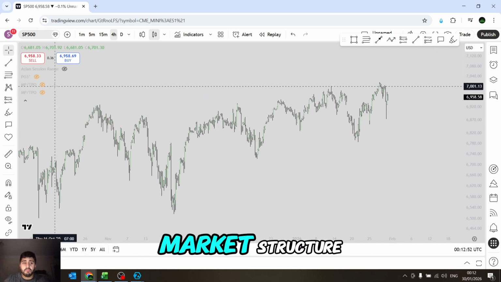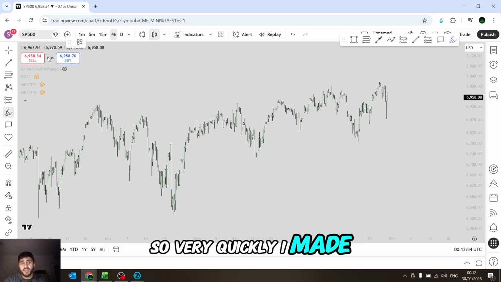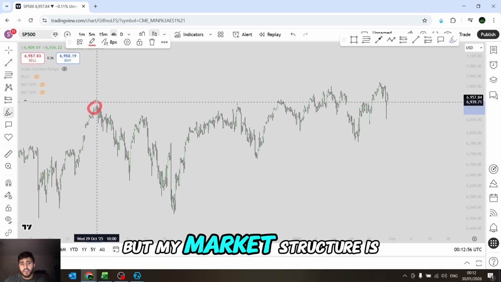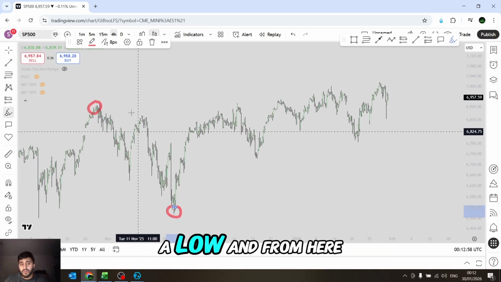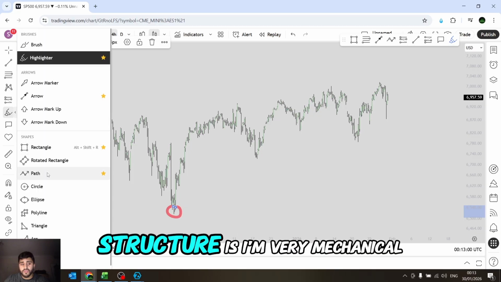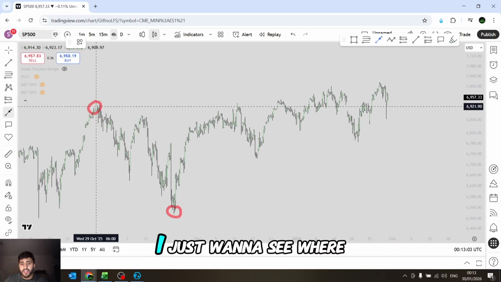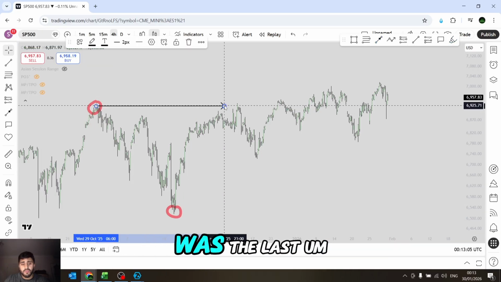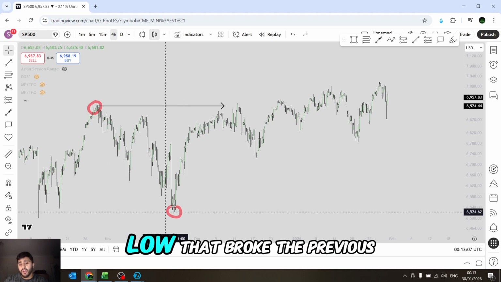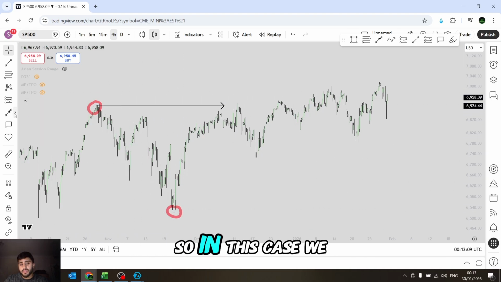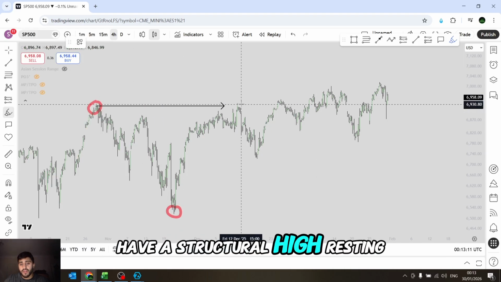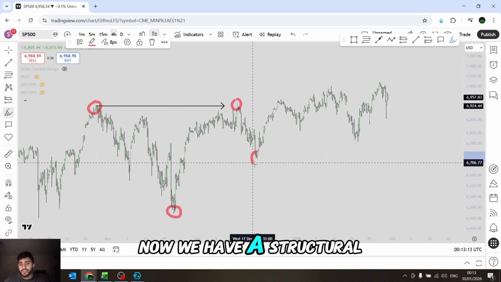So I look at my market structure. Very quickly, I made previous videos on this, but my market structure is a high and a low, and the way I use structure is I'm very mechanical with it. I just want to see where the last low was that broke the previous high. In this case, we have a structural high resting over here. Now we have a structural low.